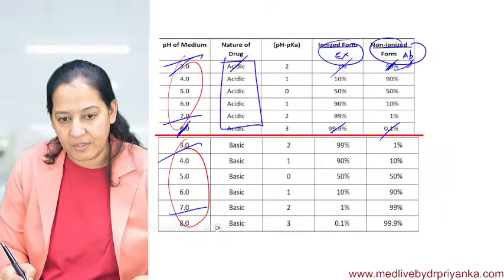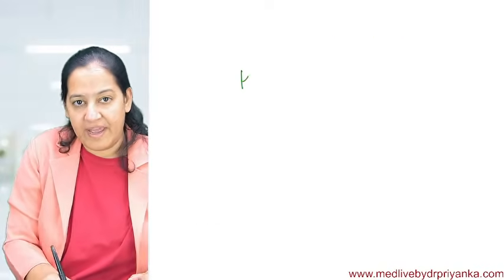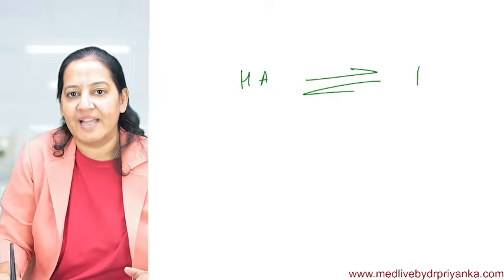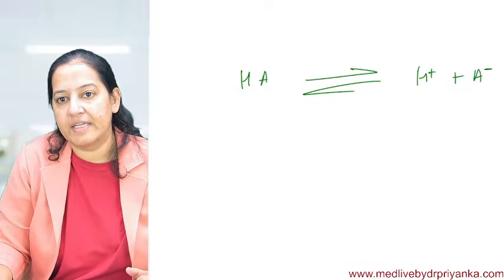You are getting my point. The same reverse occurs with the basic drug. Please understand. Listen. Acidic drug, HA. It will get ionized into H positive and A negative.